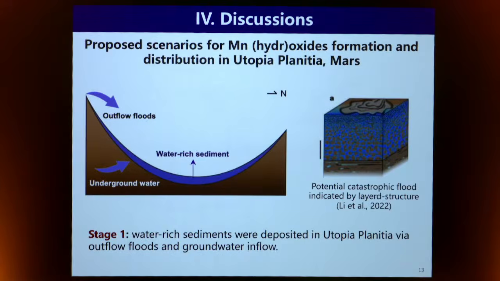So based on all the results above, we have constructed a model to explain the formation of manganese hydroxide. We propose that the distribution of manganese hydroxide in Utopia Planitia is closely associated with a vast ancient ocean that likely occurred in the basin. Stage one, during the Hesperian period, water-rich layers may form through outflow flows or groundwater discharge originating from the southern highlands, leading to the development of the layered subsurface structures detected by the Zhurong rover's ground-penetrating radar.